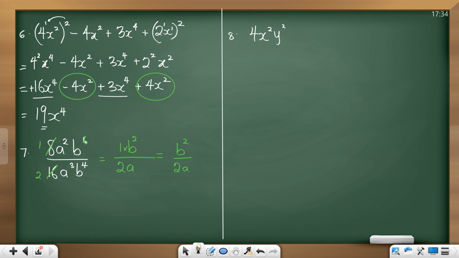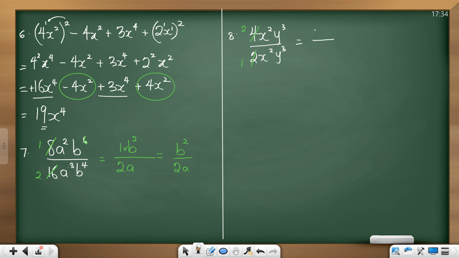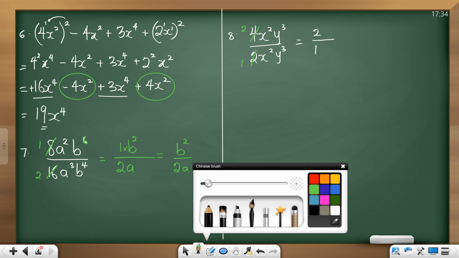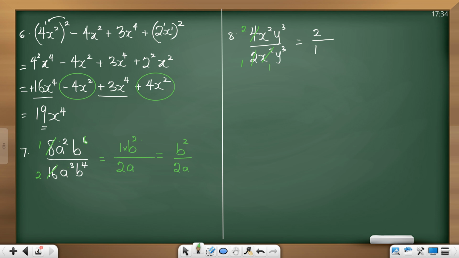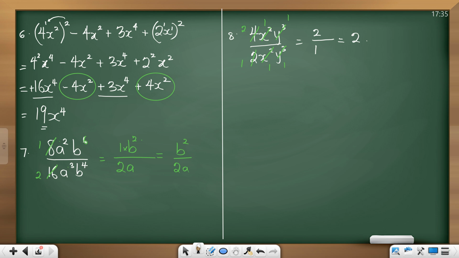4x to the power 2, y to the power 3 over 2x to the power 2, y to the power 3. Again, I quickly check the numbers. 2 can divide 2, 1. 2 can divide 4. We have that. So already I have a 2 over 1. But now, do you notice this is x to the power 2 and x to the power 2? They are the same. So I can just cancel that and put 1, 1. Same to y to the power 3. Oh, similar stuff. So if you look at your answer, it's 2 times 1 times 1 over 1 times 1 times 1, and your answer simply is a 2.